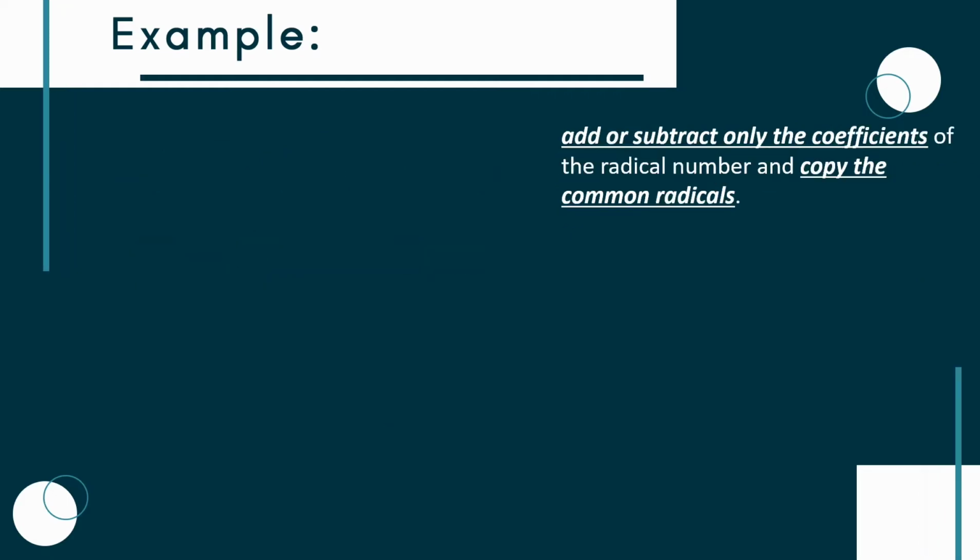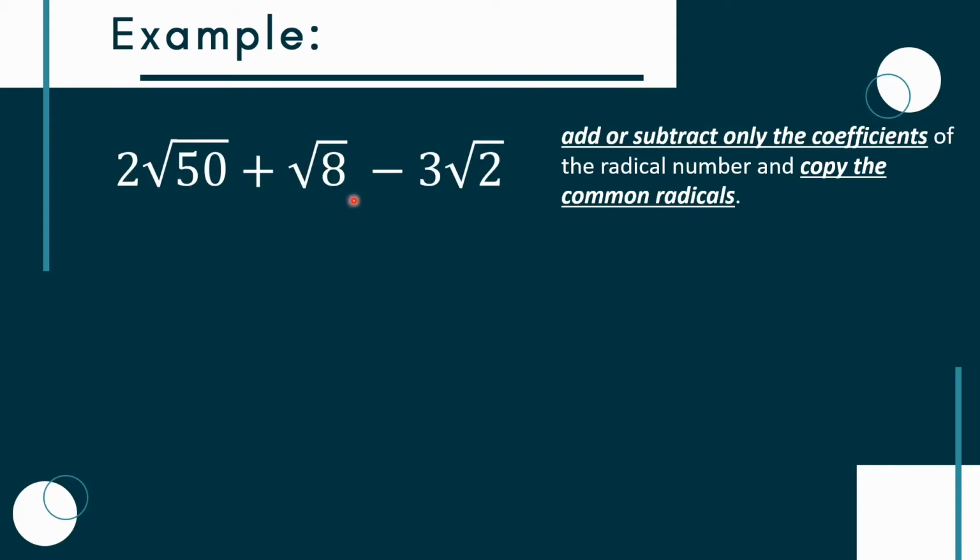Let us have another example. We have the given 2 square root of 50 plus square root of 8 minus 3 square root of 2. So here, check natin if they are similar radicals. 50, yung isa ay 8, yung isa ay 2. So dito pa lang kita na natin that their radicals are different. Okay? So dissimilar radicals sila. So ibig sabihin ba nito, hindi natin pwedeng i-add ang ating given expressions or given terms?